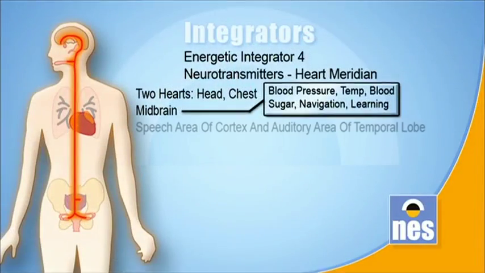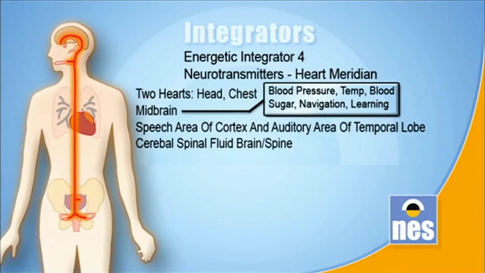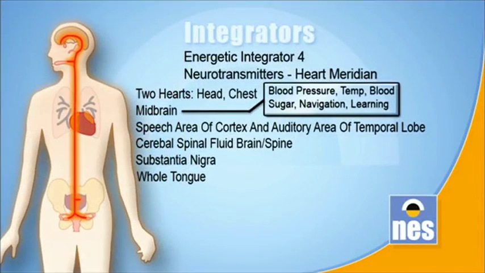So we begin with the speech area in the cortex, then the auditory area of the temporal lobe, cerebrospinal fluid in the brain and spine, substantia nigra. That really is Latin for black stuff. Then we have the midbrain, which we've spoken about, and we get the whole of the tongue. Somebody said, how do you treat somebody who's got a swollen tongue? I said straight away, integrator 4, a simple one. Whole of the tongue.